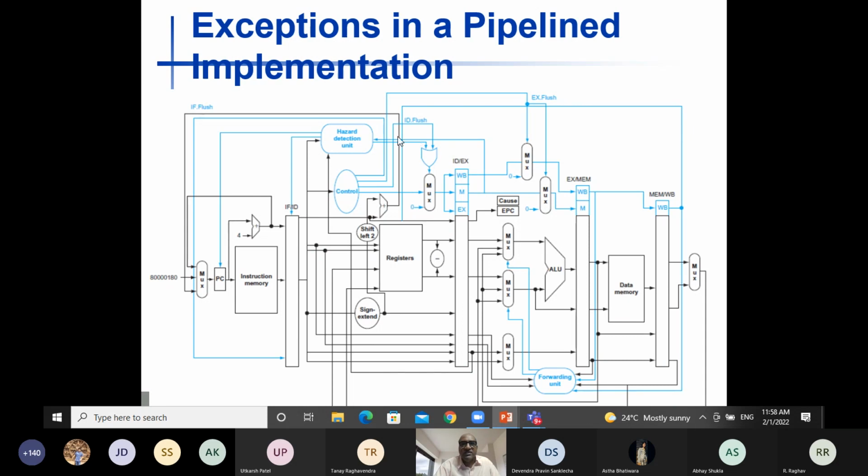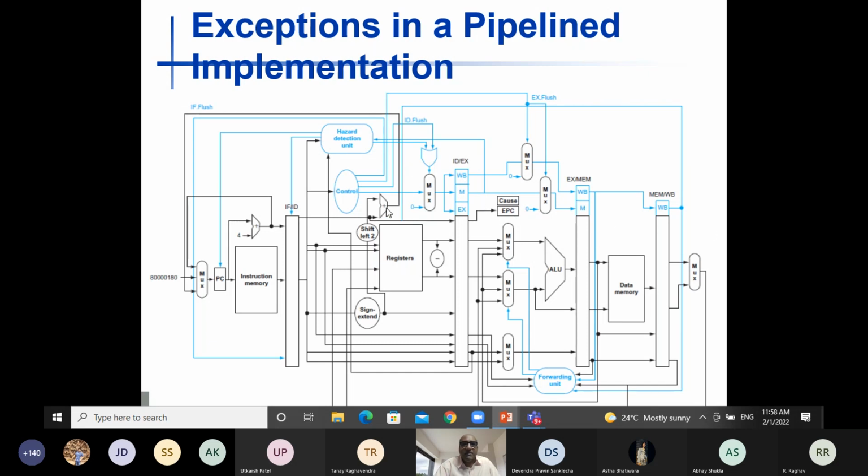Here you can see this particular OR gate. It takes two inputs: one is the normal hazard response, and the other is for exceptions, the ID flush. Suppose the exception is detected in ID, then you need to flush it out, so this input will be given. In either case, the multiplexer will introduce 0 in all control bits, so that a no operation or bubble will be introduced later on.